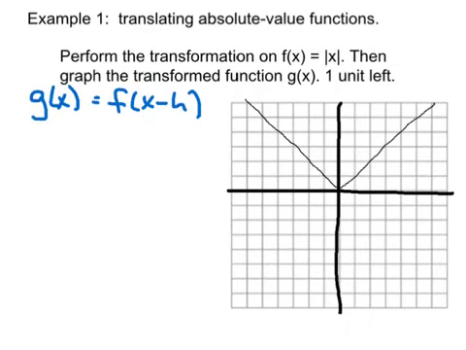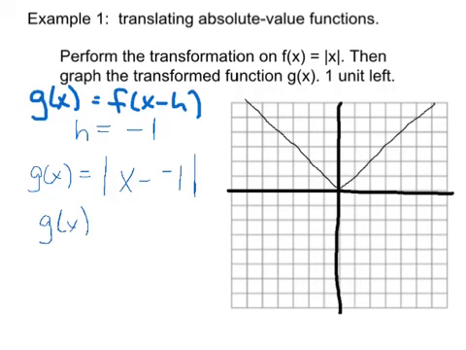Another example. We're going to transform the function 1 unit left, so our input changes. Okay, at h, let's erase that, h equals left, so negative 1. If we plug that in, g of x equals absolute value of x minus h. h is negative 1. G of x equals absolute value of x plus 1. And that just moves our vertex 1 to the left. And get a straight edge out and draw your new line. Pretty simple.